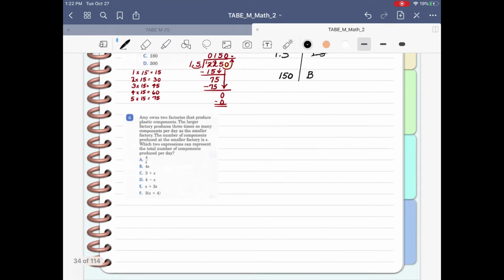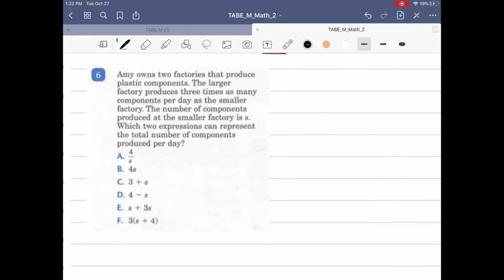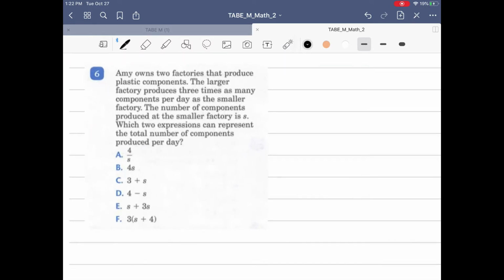Alright, number 6. Amy owns 2 factories that produce plastic components. The larger factory produces 3 times as many components per day as the smaller factory. The number of components produced at the smaller factory is S. Which 2 expressions can represent the total number of components produced per day? So they tell me something very important right here. Don't get lost in all these words.